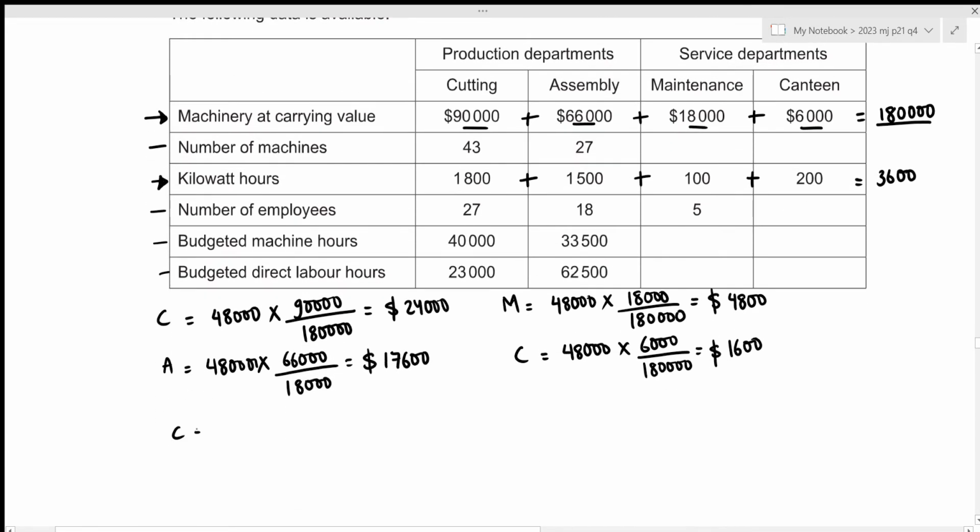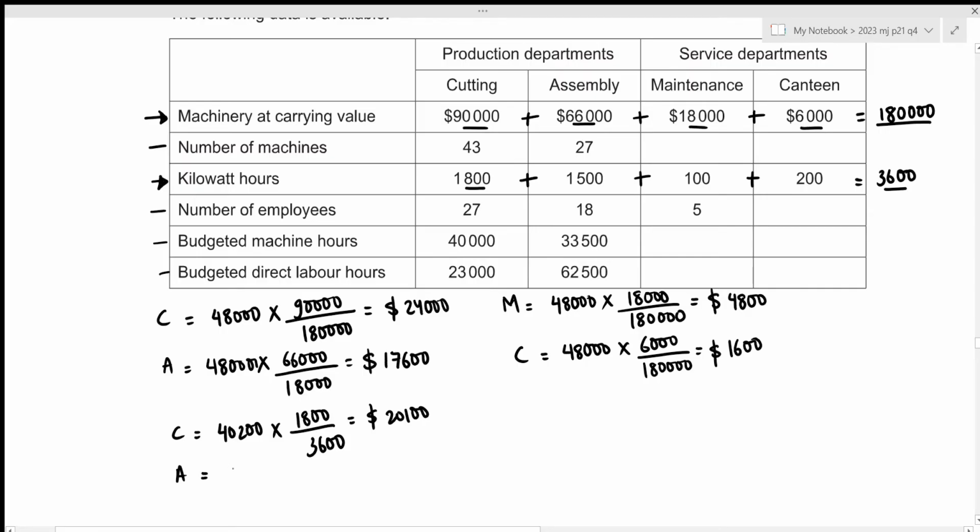Now towards our cutting department, that will be 40,200 multiplied by 1,800 kilowatt hours out of the total of 3,600 belongs to cutting department. So we're just going to utilize that fraction. So 1,800 divided by 3,600, and this results in the apportionment of power towards cutting department to have the value of 20,100.